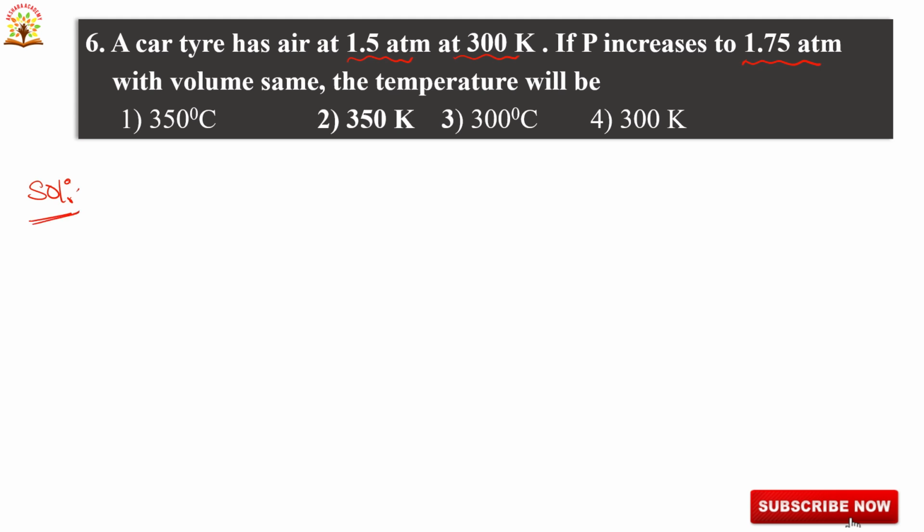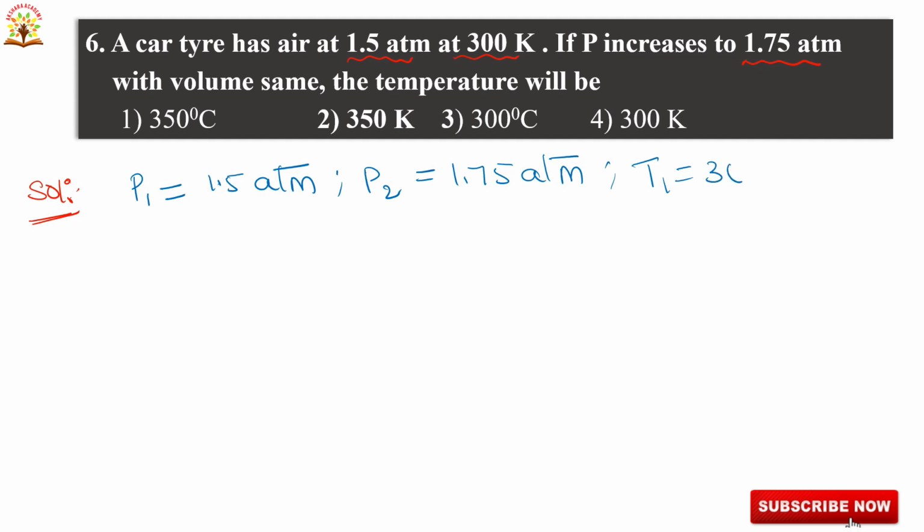Given P1 is equal to 1.5 atm atmospheric pressure, and P2 they given as 1.75 atm, and T1 they given as 300 kelvins. We have to calculate the value of T2, the final temperature.